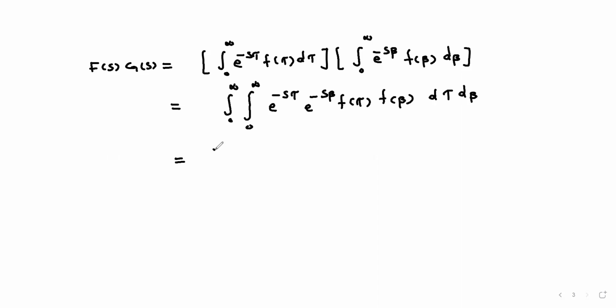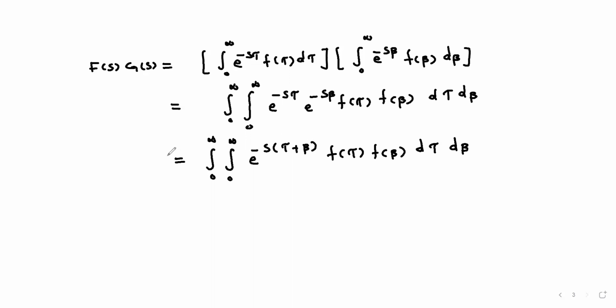Okay, now I can write this in this form: integral 0 to infinity, again 0 to infinity, e raised to power minus s of (tau plus beta), f of tau, g of beta, d beta. Okay, students. Now, let me choose tau plus beta is equal to t.